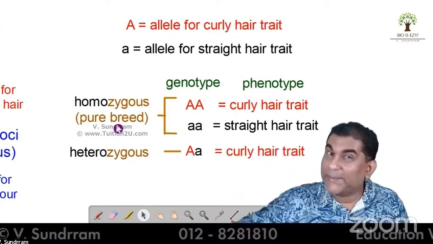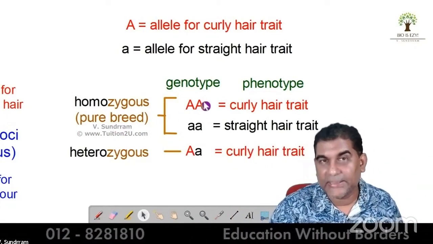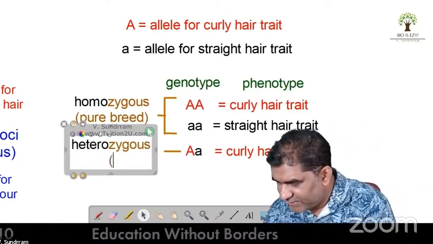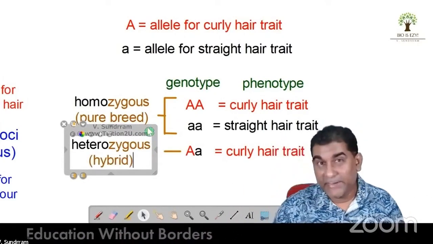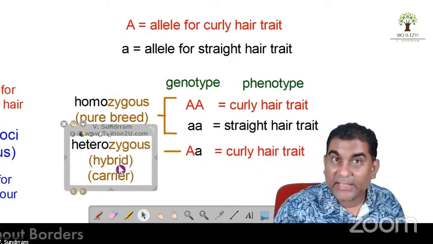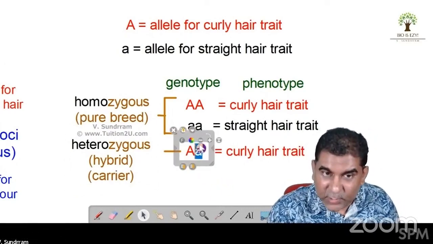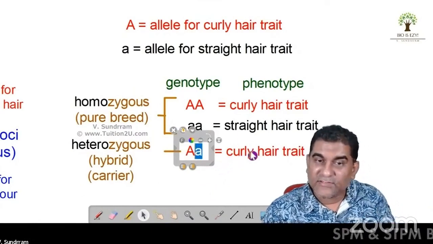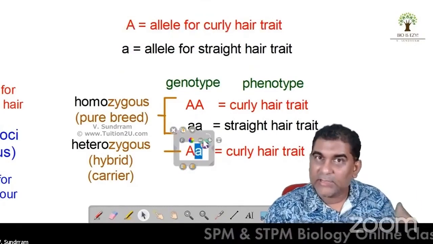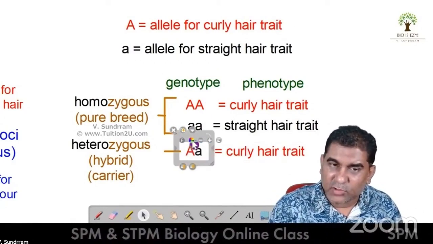When you see the words pure breeding organism, or they mention it's a purebred, that means the alleles are the same. If the alleles are different, you call them hybrid. You call them carrier. Why carrier? They carry the small a allele, but they don't have straight hair. Small a is for straight hair. They carry the allele, they don't use it. They are just carrying it, because they have curly hair. Curly hair is controlled by capital A.